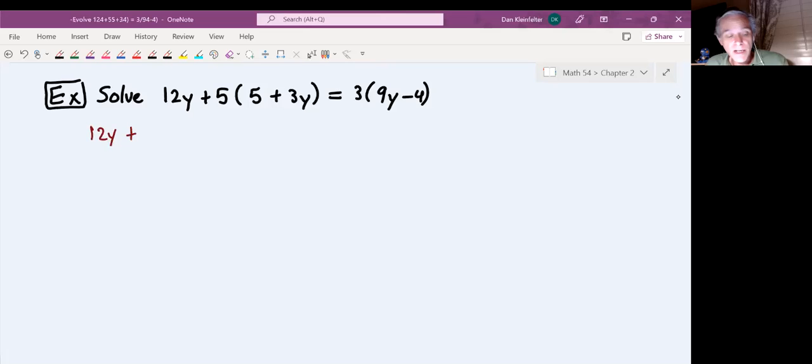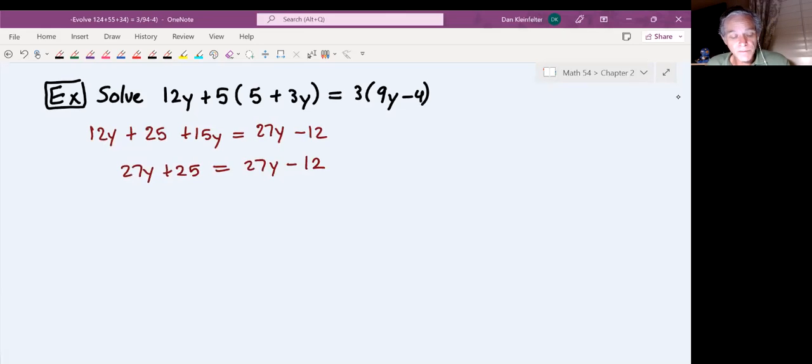Okay, so I'm starting here by recopying the 12y, then distributing the 5. 5 times 5 gives 25. 5 times 3y is 15y. Then the right side, distributing the 3. 3 times 9y is 27y. 3 times negative 4 gives negative 12. Combining like terms on the left, we'll have 27y plus 25. And the right side, we have 27y minus 12.